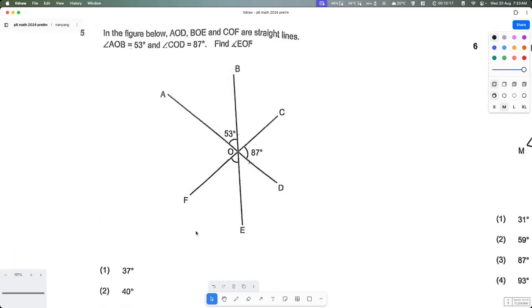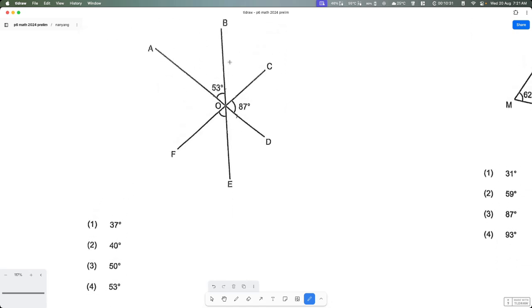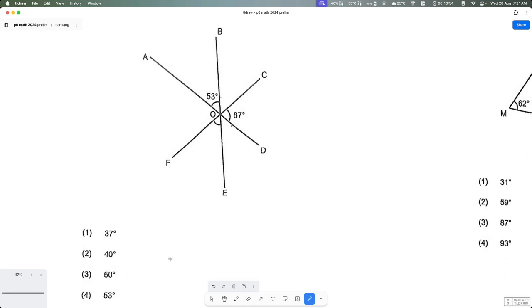Question number 5. In the figure below, AOD, BOE, and COF are straight lines. Okay, everything is a straight line here. AOB is 53 and COD is 87. Find EOF. So in this case, angle EOF is equal to angle BOC, right? This one. So let's do that. So it's angle BOC.